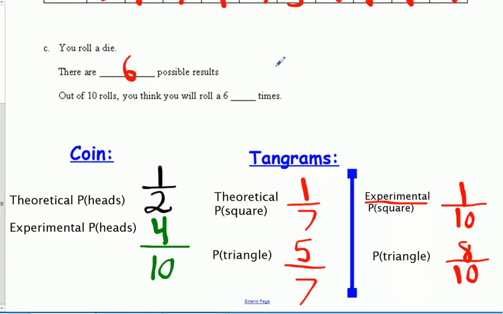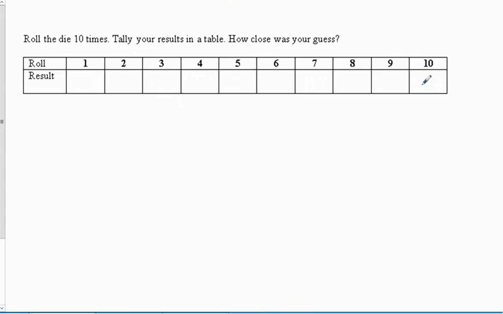Out of 10 rolls, because we're going to do that in a second, how many times do you think you will roll a 6? How many times do you think you will roll a 6? Make a prediction. And then we're going to flip our page over, and you're going to take a moment, and we're going to roll the die 6 times.